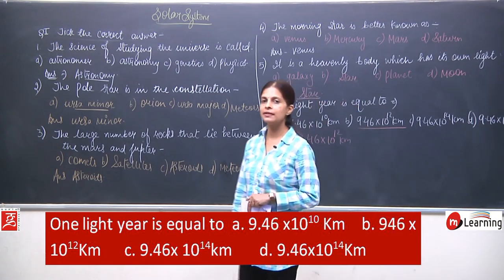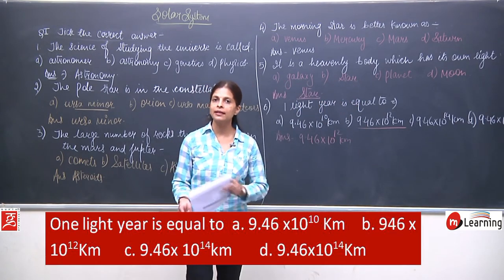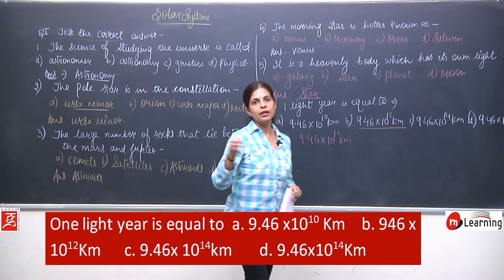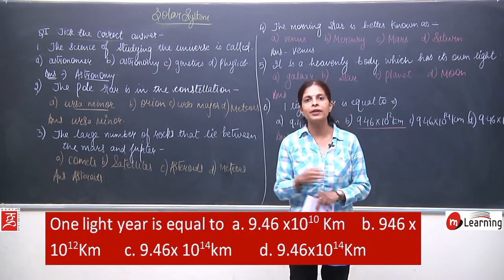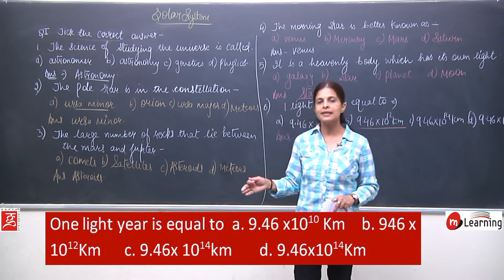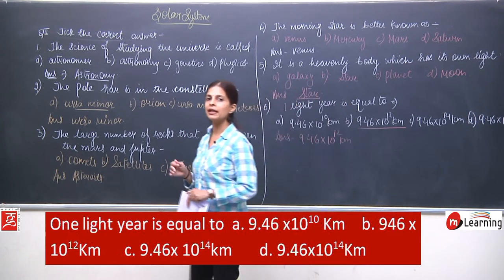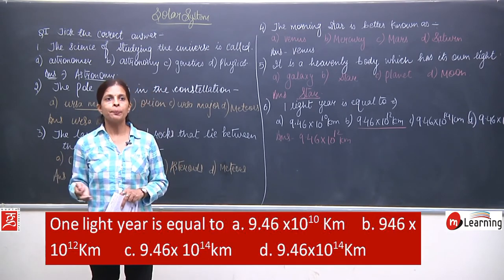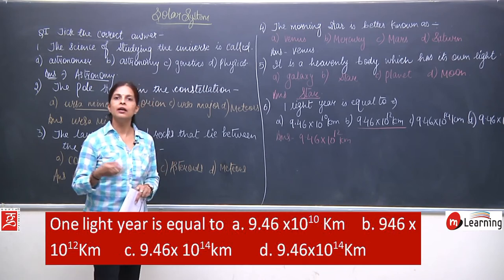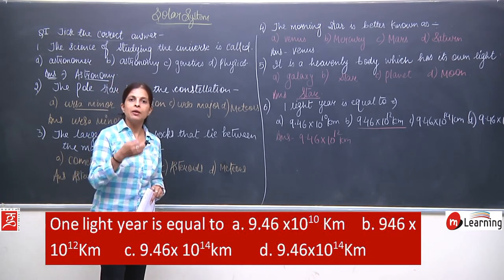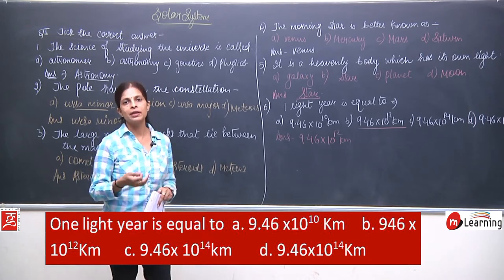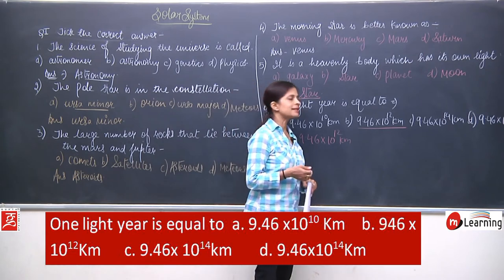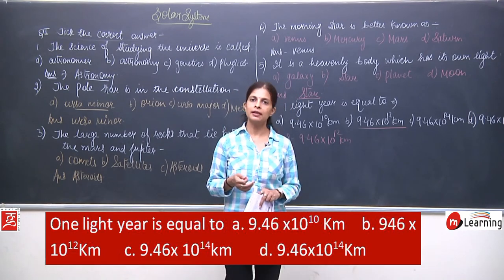And why are these astronomical distances calculated in light year? Because the distance between two astronomical bodies or two heavenly bodies is very large. This distance cannot be calculated in kilometers or such kind of units. It needs a bigger unit, and so the light year is a bigger unit to calculate the distance between two astronomical bodies. And one light year is equal to 9.46 into 10 raised to power 12 kilometers.